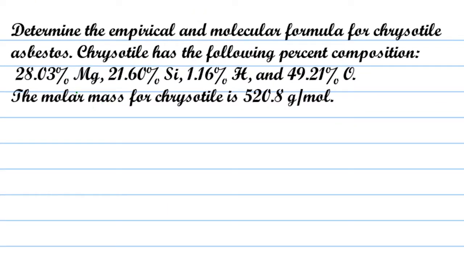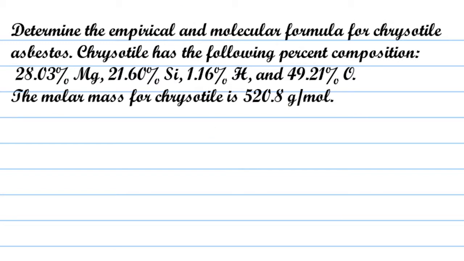So here is a question where we have to calculate the molecular formula. The question is: determine the empirical and molecular formula for chrysotile asbestos, which has the following percent composition: 28.03% magnesium, 21.60% silicon, 1.166% hydrogen, and 49.21% oxygen. The molar mass of the compound is given, that is 520.8.